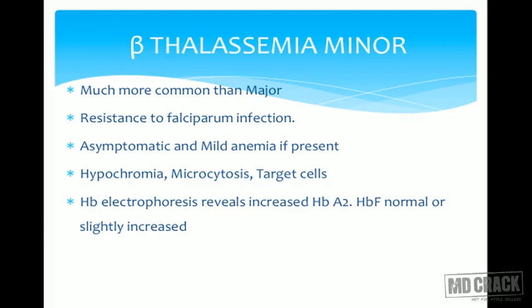Again, these patients also have a microcytic hypochromic anemia. There will be target cells, and again it is important to do hemoglobin electrophoresis to know whether it is really a thalassemia case or something else. Hemoglobin electrophoresis will always show increased hemoglobin A2 levels in a patient with beta thalassemia minor. Hemoglobin F levels will be either normal or slightly increased.